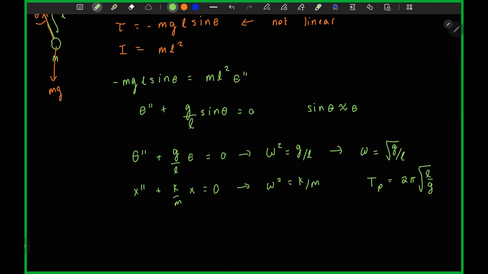In the next video, we'll look at applying exactly this approach to what we call a physical pendulum, namely one which might consist of a rod or any extended object which undergoes small oscillations.